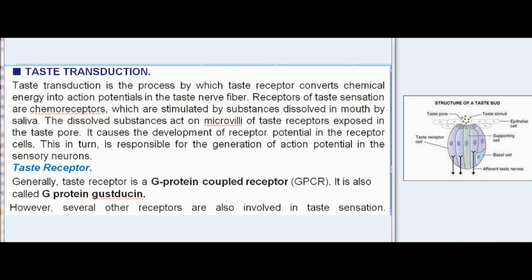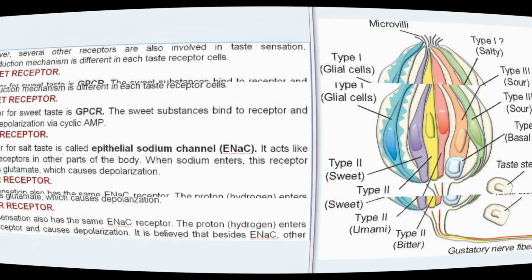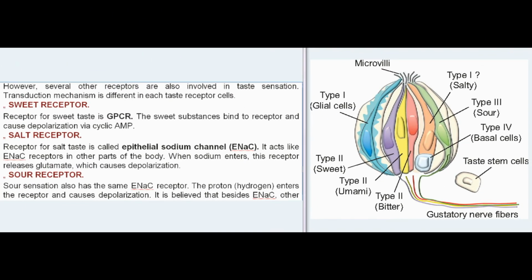Taste receptor. Generally, taste receptor is a G-protein coupled receptor, GPCR. It is also called G-protein gustatory. However, several other receptors are also involved in taste sensation. Transduction mechanism is different in each taste receptor cell. Sweet receptor. Receptor for sweet taste is GPCR. The sweet substances bind to receptor and cause depolarization via cyclic AMP.